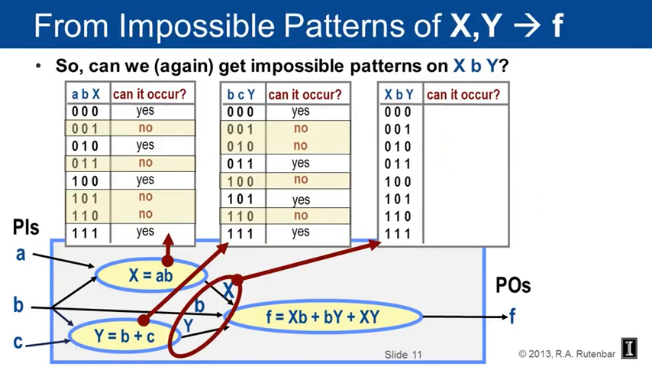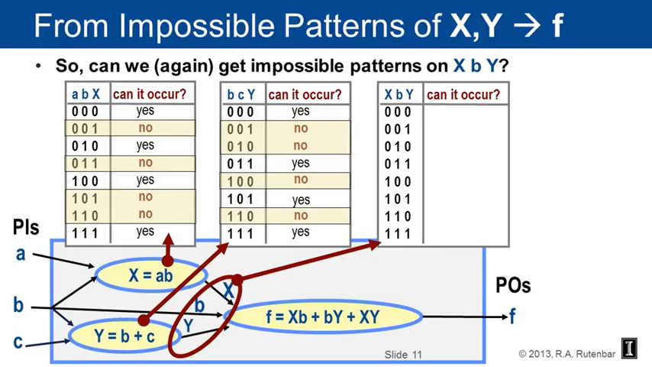So now we can take all of the information we've got, and I'll admit a rather complicated looking slide here. I've got the logic network again: x equals AB node, y equals B plus C node, feeding the f equals XB plus BY plus XY node. And I've got the impossible patterns for ABX again drawn above it: 0,0,1; 0,1,1; 1,0,1; 1,1,0. And I've got the newly found impossible patterns of BCY drawn above it: 0,0,1; 0,1,0; 1,0,0; 1,1,0. And I've got another truth table, XBY, 8 rows, 000 to 111, and another column that says, can it occur?